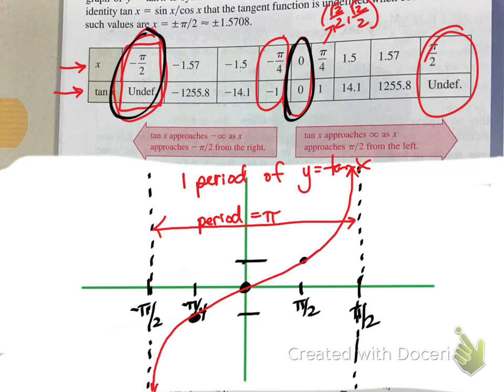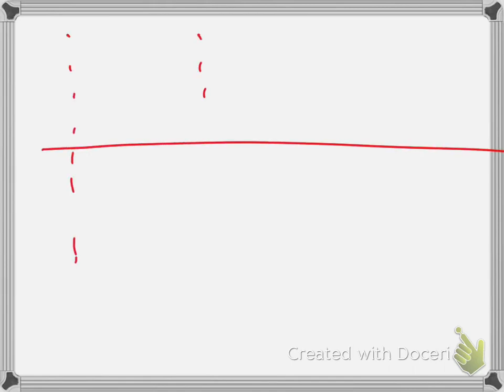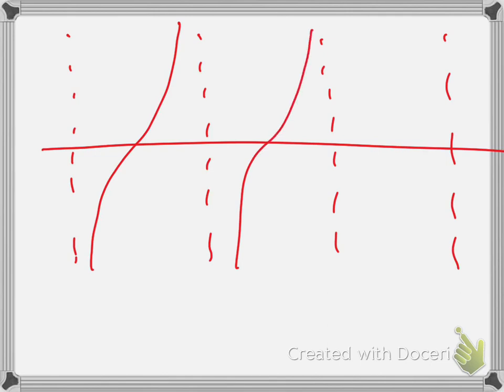Now the tangent graph isn't just this little swoop between those asymptotes. Don't worry about drawing this, but there are an infinite number of asymptotes. And that tangent curve repeats over and over and over again. That's the tangent curve, but we're only looking at one period of it.